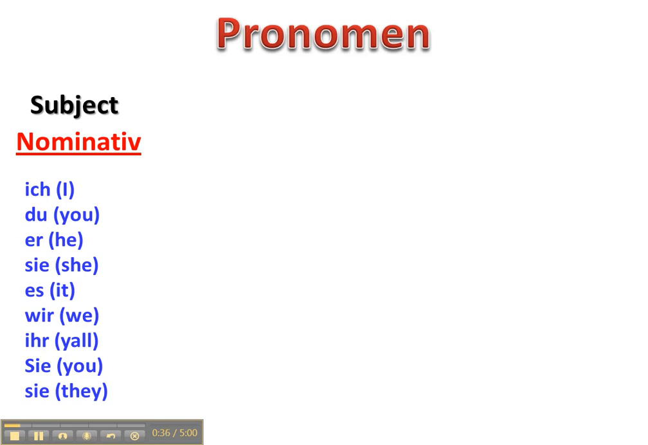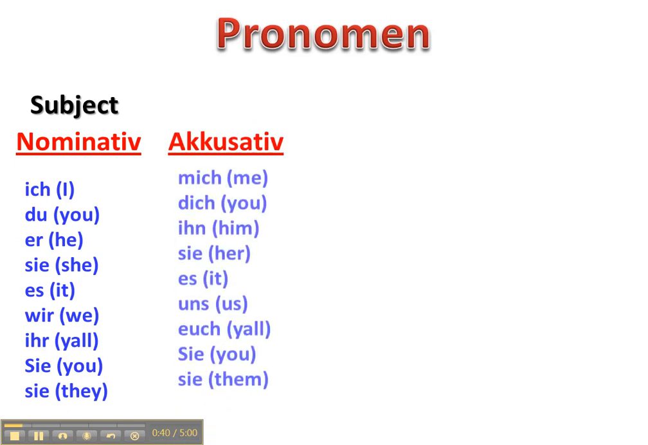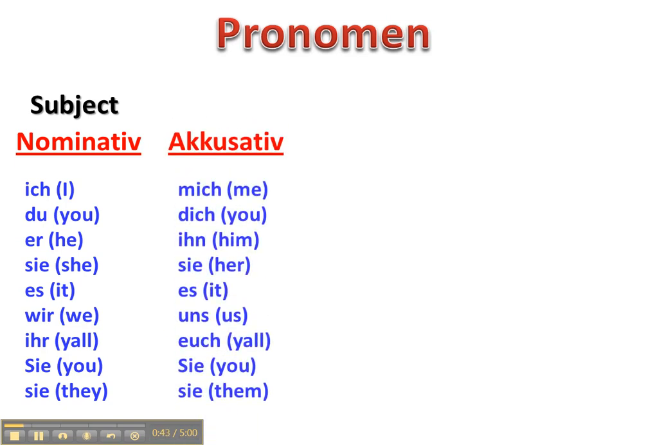So when you have one of these in the spot of the direct object, then it's going to change in German. So it's going to change to mich, dich, ihn, sie, es. And one note: if it's a masculine noun, you can refer to it as ihn, or a feminine noun, you can refer to it as sie as well. Then uns, euch, the polite you again, Sie, and sie for them. And that is when it is a direct object.